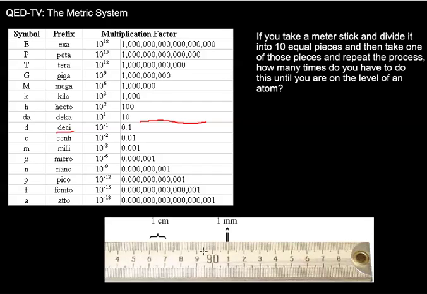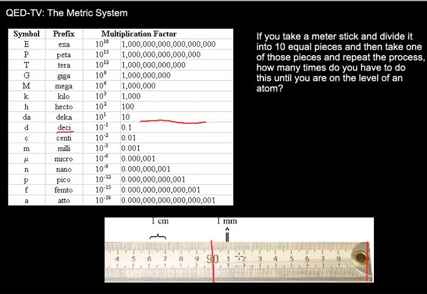And so here's part of the meter stick. If I divide it up into 10 pieces, here's 90 to the 100. That distance there would be 1 decimeter. So I've done it one time, and I'm at a decimeter, or 10 to the minus 1. Okay, let's do it again.